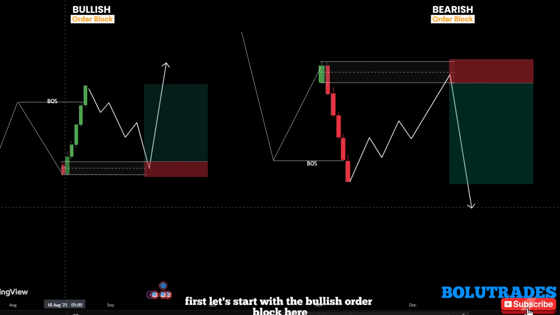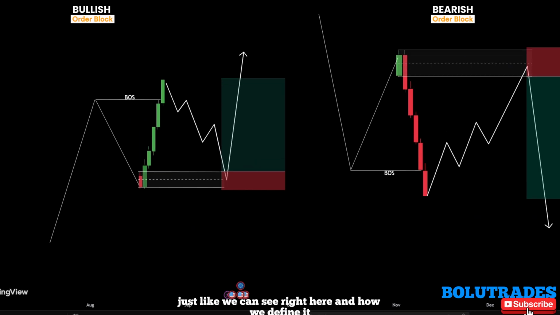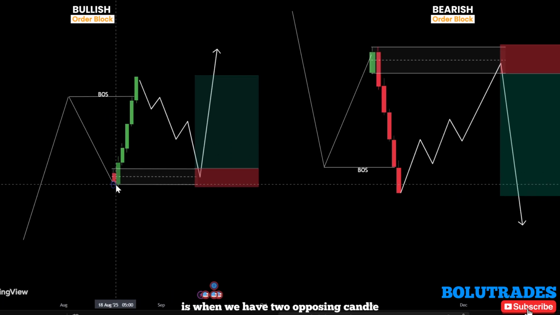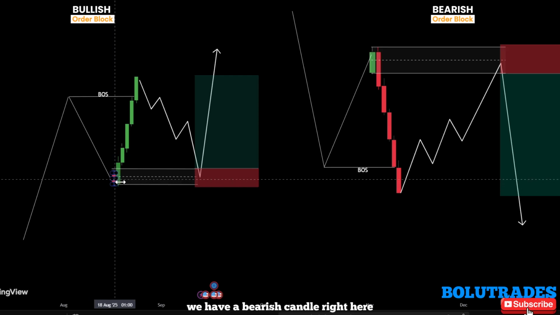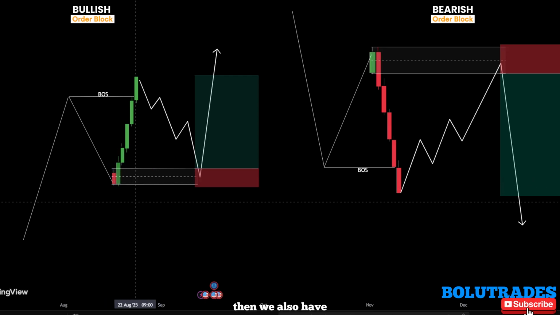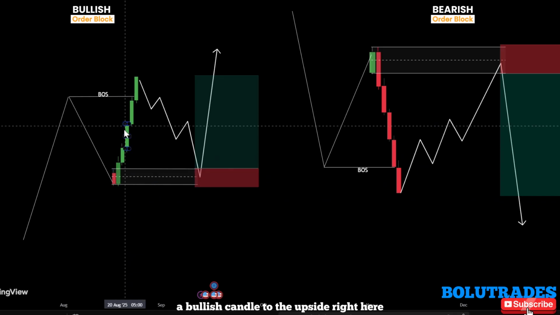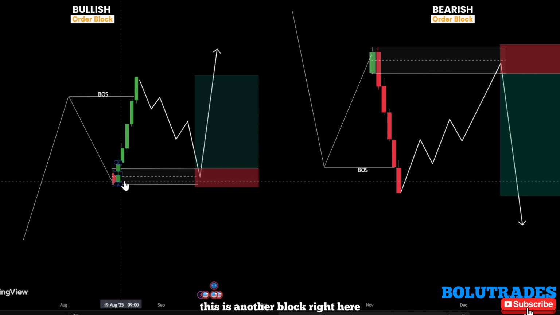First, let's start with the bullish order block here. Just like we can see right here and how we defined it. We said an order block is when we have an opposing candle before a bullish momentum to the upside or a bearish momentum to the downside. Just like you can see here, we have a bearish candle right here. Then we also have a bullish candle to the upside right here. So this right here is what? This is an order block right here.